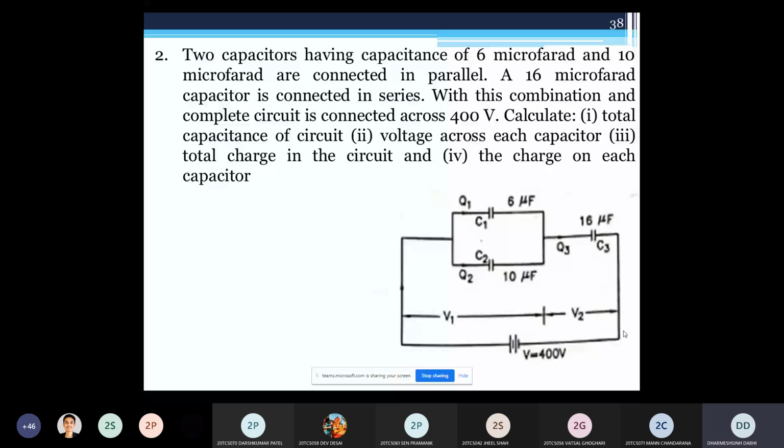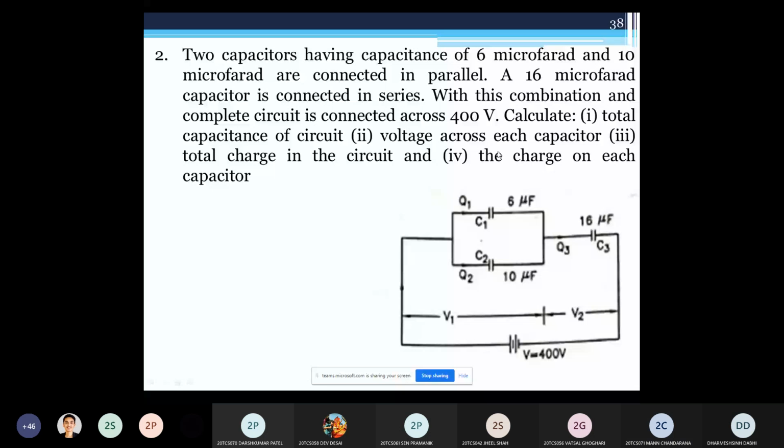So which equation do you use? You know that in series connection, charge remains the same. So whatever charge is in this equivalent capacitance of C1, C2, the same charge you get in the capacitance C3. So you can write the equation: V1 into equivalent capacitance is equal to V2 into C3. Clear? Or you can directly find out that both these capacitances are 16 microfarad and 16 microfarad. If both the capacitances have the same value, then the voltage is half of the supply voltage. It is 200 volt. The answer of second question is 200 volt.